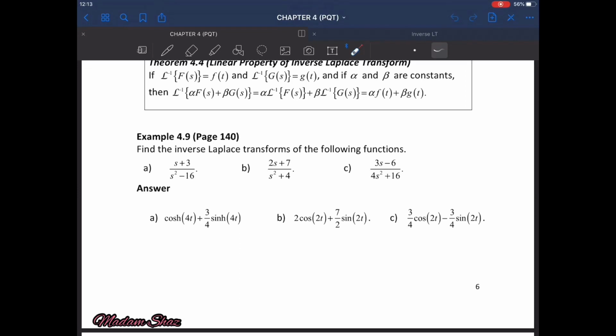So let us try to solve this example. You can refer to the textbook page 140. Find the inverse Laplace transform of the following functions. For example A, you are given F(s) is equal to (s plus 3) divided by (s square minus 16). In order to apply the linearity property, you have to refer to the upper side here. If you have the plus or minus operation, you have to know that you have to apply the linearity property. Okay, so don't refer to the bottom side here. The bottom side is for you to refer to the table of the Laplace transform.